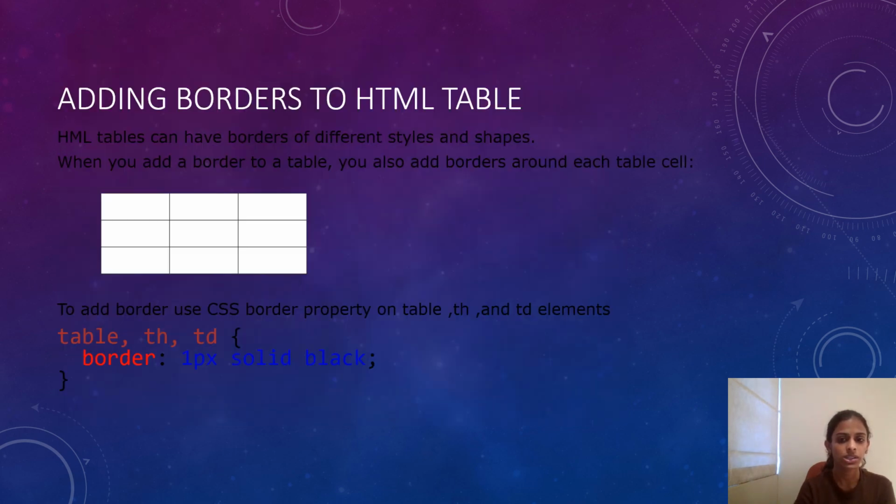We can add borders to the HTML table. Adding borders to the HTML table is as follows. HTML tables can have borders of different styles and shapes. When you add a border to a table, you also add borders around each table cell, as shown in the figure given below. To add a border, use the CSS border property on table, th and td elements. The example shown below is: table, th, td, border: 1px solid black. So by using these elements, we can add a border to the HTML table.